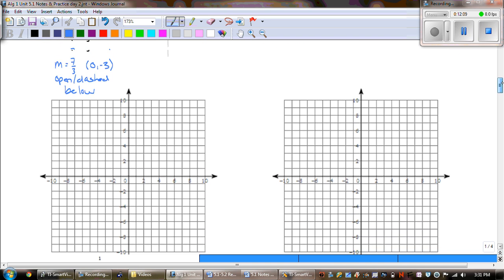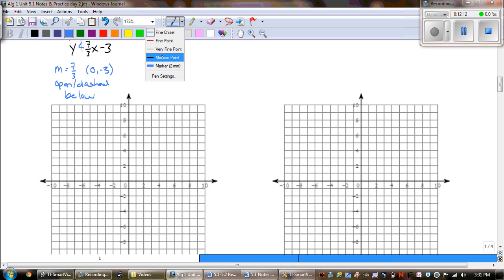Okay, so let's go ahead and graph that while we still remember. All right, I'm starting at 0, negative 3. I'm going to go up 7, 1, 2, 3, 4, 5, 6, 7, and over 3. And once again, Mr. Grice, those are supposed to be open.